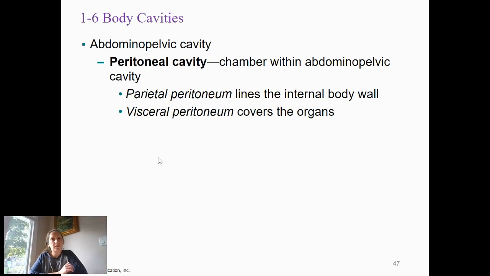All right, heading inferiorly, so below the diaphragm, you have the abdominopelvic cavity that contains your peritoneal, your abdominal, and your pelvic cavities. So the peritoneal cavity is basically a chamber within the abdominopelvic cavity, and it has that double lining serosa that is called peritoneum. And again, you have a parietal and you have a visceral.